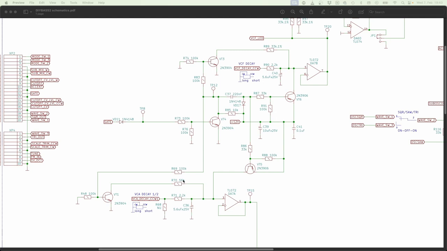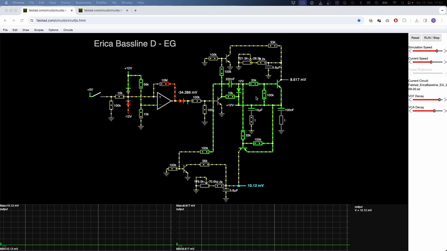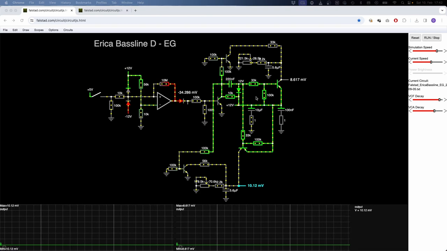The only difference I would encounter is R70 with 56k in the VCA circuit, whereas R89 is 33k only, giving the VCF circuit a little faster discharge time when the gate is released. All this may be a little easier to understand when seen in action.